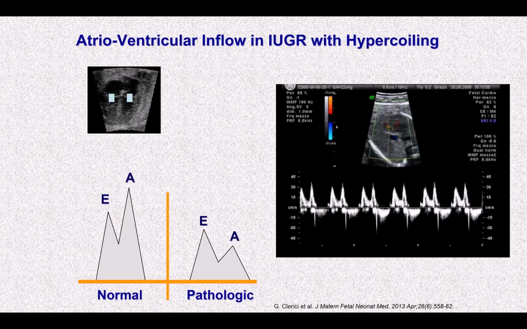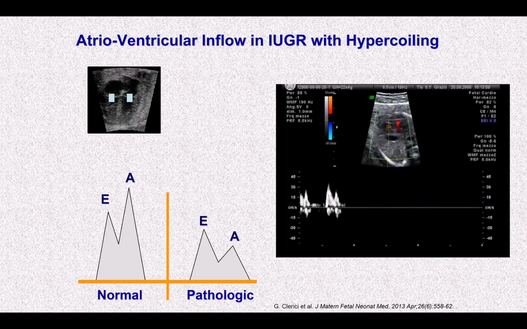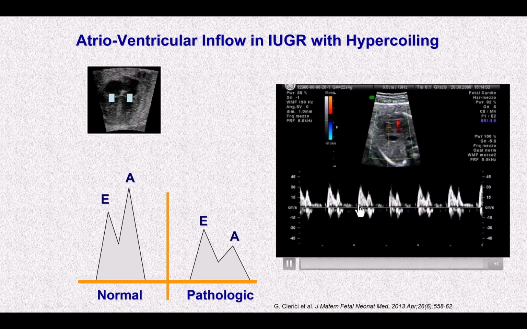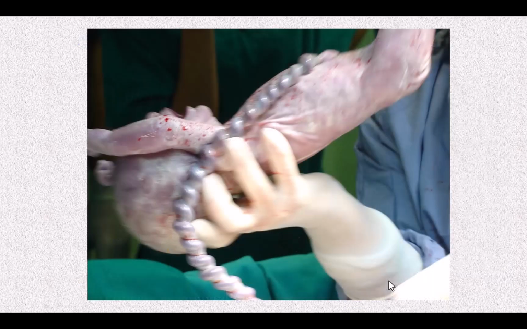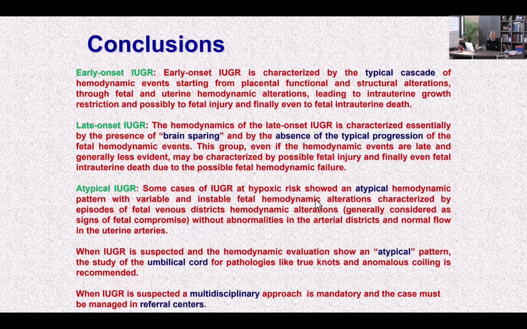And this is probably due to the fact that the blood going into the umbilical cord is coming from the right side of the heart. So this was the fetus that we took out at 34 weeks of gestation. You can see the coiling index of this umbilical cord was very high. So in conclusion, we have a different scenario that can be related to the IUGR fetuses.